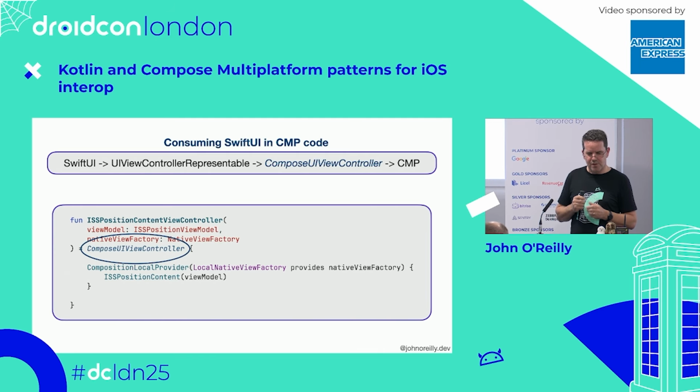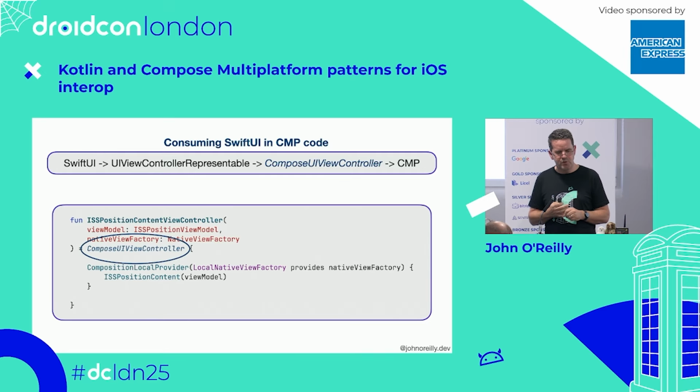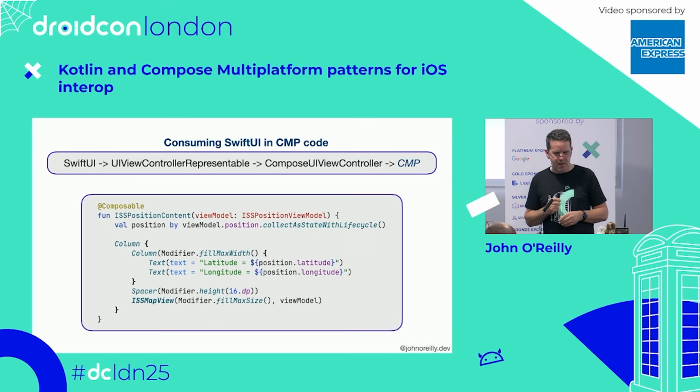That Kotlin ISSPositionContentViewController function, in turn, as we saw before, uses CMP's ComposeUIViewController to wrap the shared Compose code, ISSPositionContent in this case, as a UIViewController, which can be included in SwiftUI. Note we're using CompositionLocalProvider here to ensure the native view factory instance we're passing down is available in Compose code that needs it. More about that later. And this is that ISSPositionContent composable. It has some basic UI for showing the position of the International Space Station in a Compose Text view. And also, importantly, includes the ISSMapView composable, which will ultimately wrap our SwiftUI map.